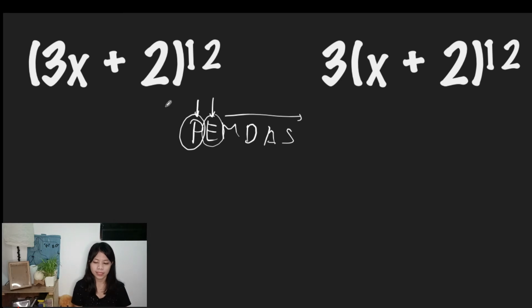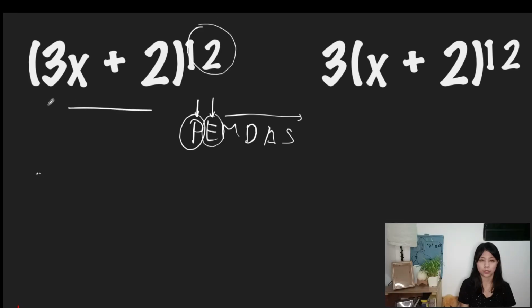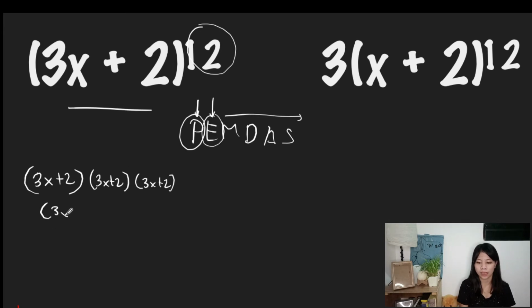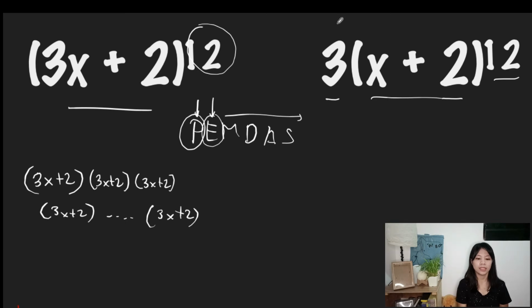So, dito muna tayo sa part ng parentheses at saka ng exponent. So, dito sa unang example, dito sa 3x plus 2 raised to 12, kailangan mong i-multiply sa isa't isa yung 12 3x plus 2. So, ang hirap nun, guys, kasi kung ilalagay natin 3x plus 2 times 3x plus 2 times 3x plus 2 hanggang maka-12 ka na 3x plus 2. Yan. So, nakakapagod, guys. Ngayon, pag sinabi natin 3 times quantity x plus 2 raised to 12, ibig sabihin yan, guys, gagamitan mo siya ng PEMDAS.